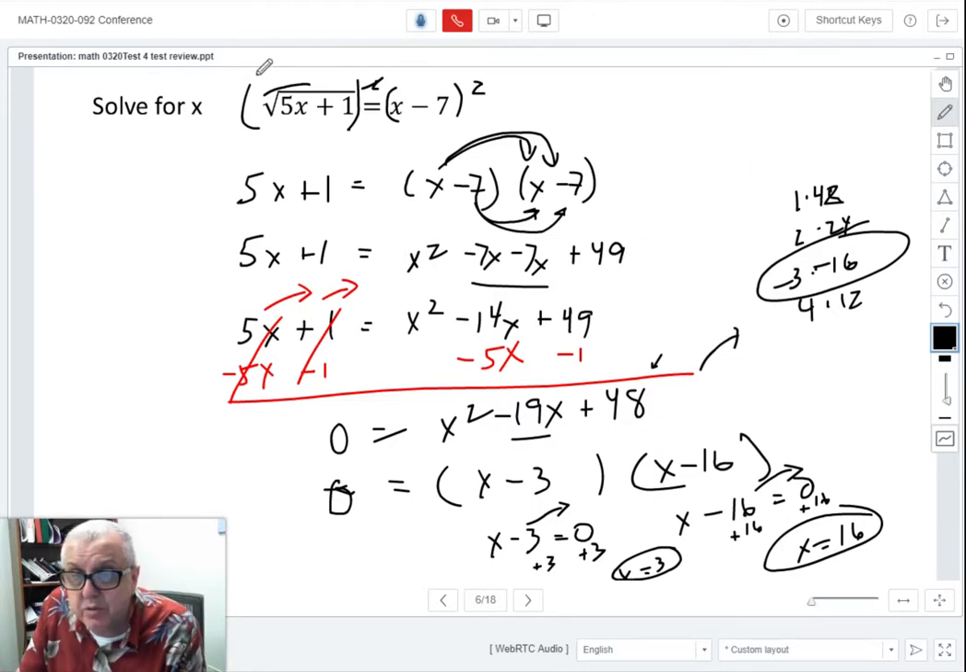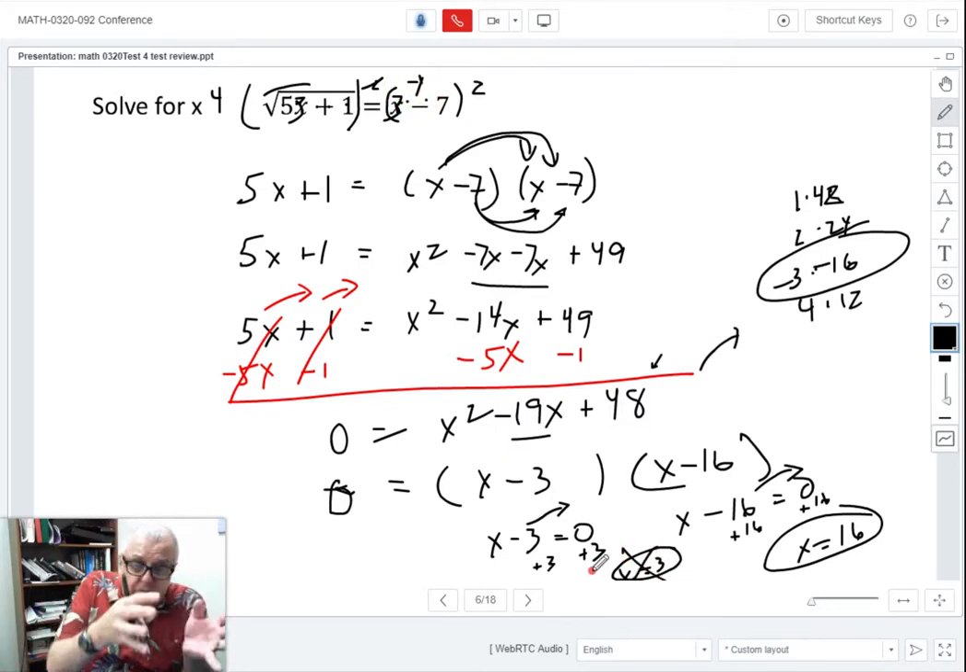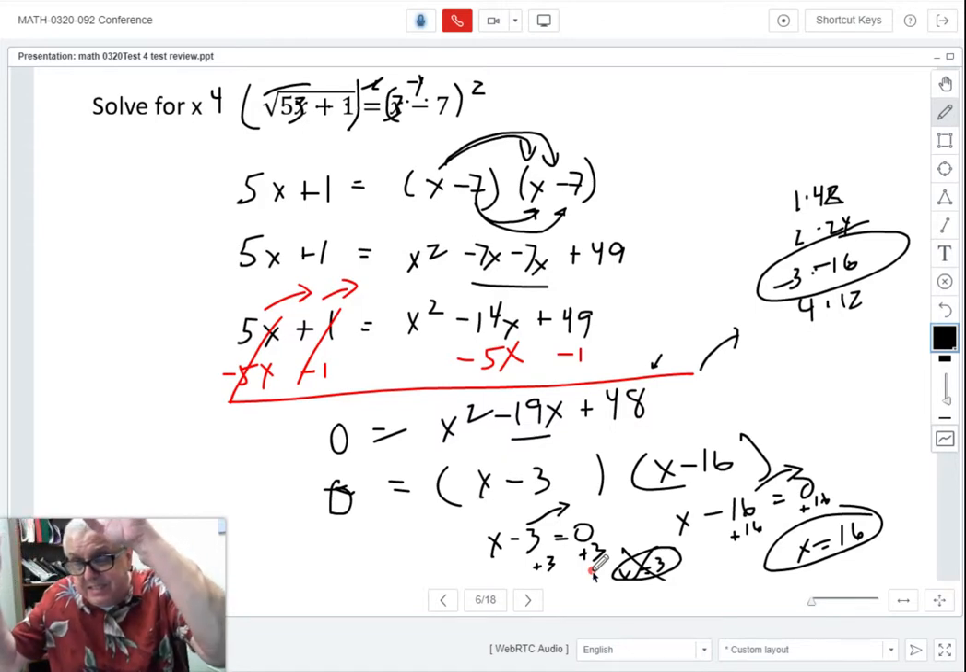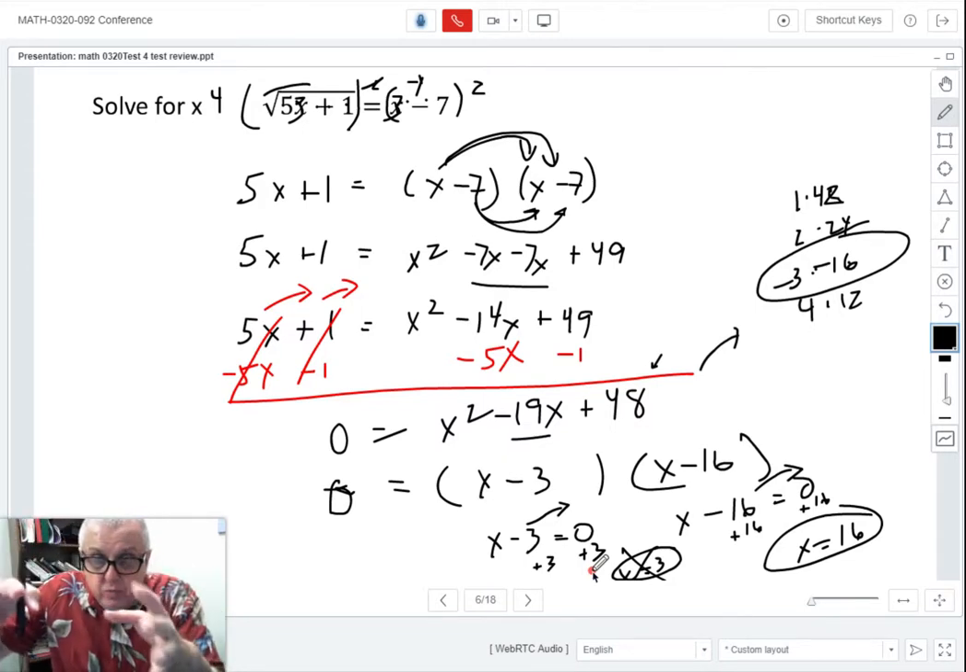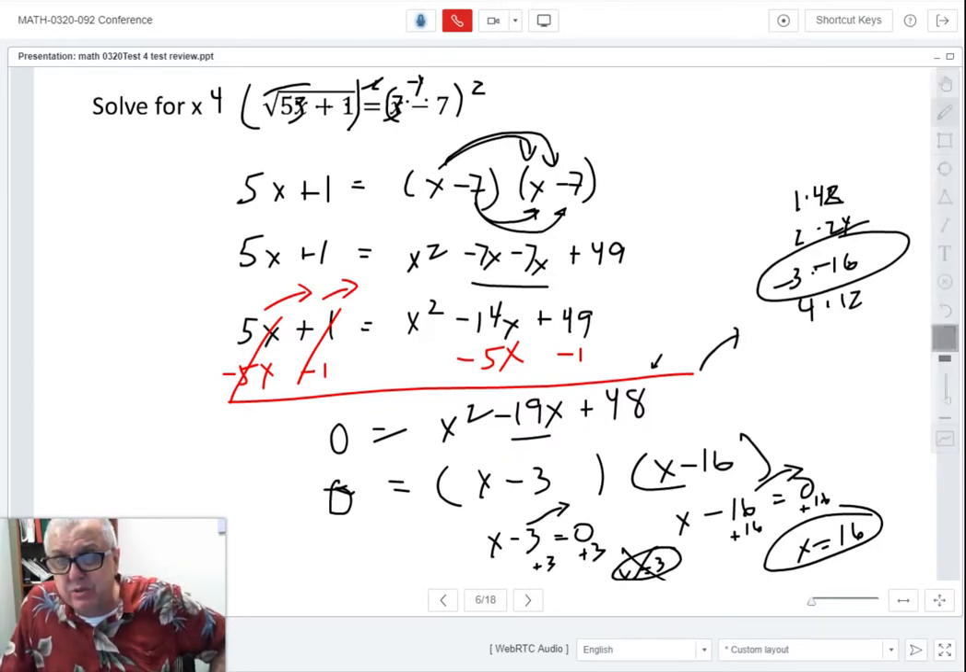Let's just plug those in and verify that they work. If I put 3 in here, 5 times 3 is 15. 15 plus 1 is 16. The square root of 16 is 4. But if I put 3 in here, 3 minus 7 is negative 4. 3 doesn't work because when I plug it in, I end up with 4 equals negative 4, and that doesn't hold true.